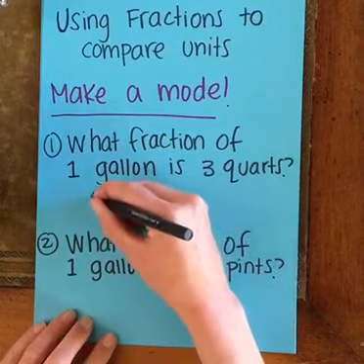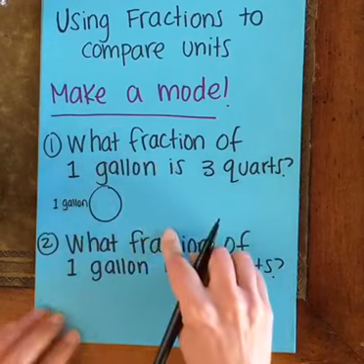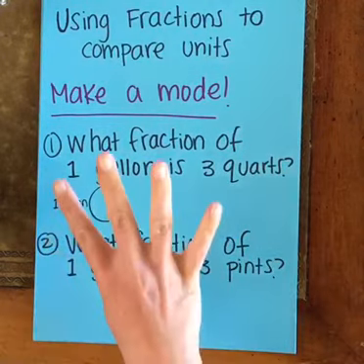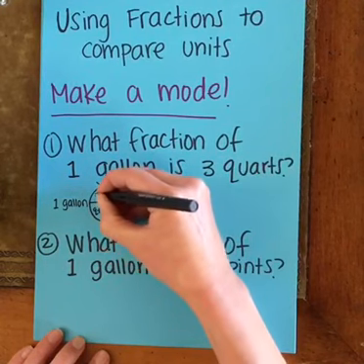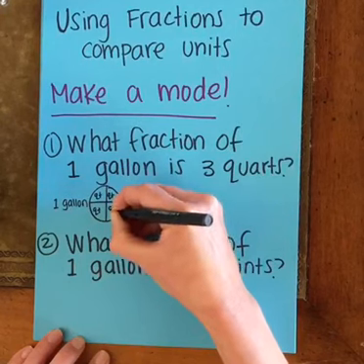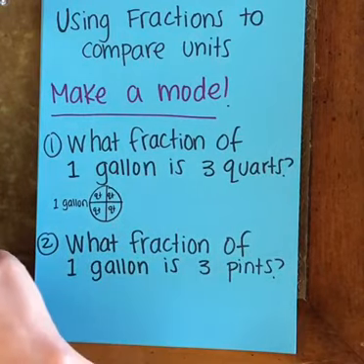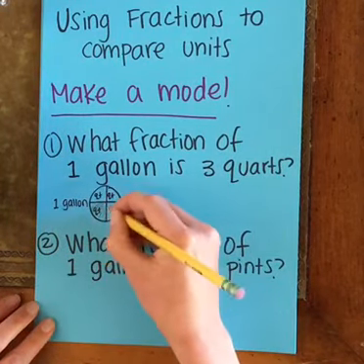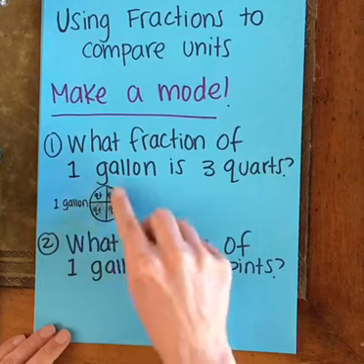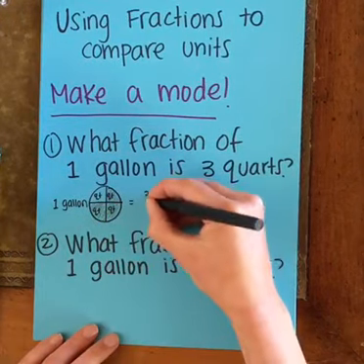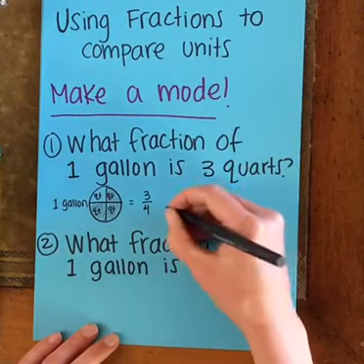What fraction of 1 gallon is 3 quarts? Well, we know that 1 gallon, and this whole circle is my gallon, is made up of 4 quarts. So I'm going to split my model into 4 pieces, and each of these pieces is 1 quart. So if there are 4 quarts in 1 gallon, and I'm looking at 3 quarts, then I can shade in just 3 of those 4 quarts in a whole gallon, and that shows me that 3 out of 4 quarts is 3/4. So 3 quarts is 3/4 of a gallon.